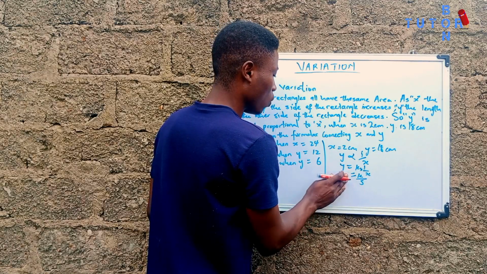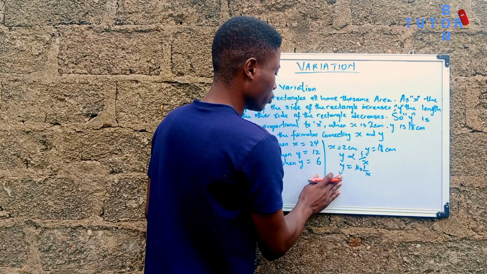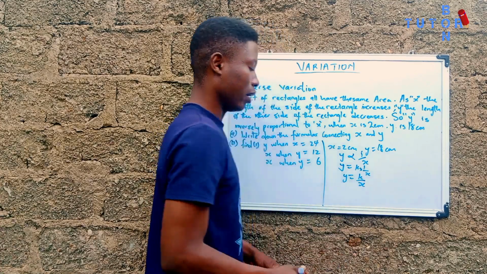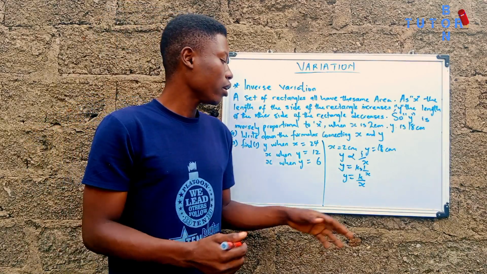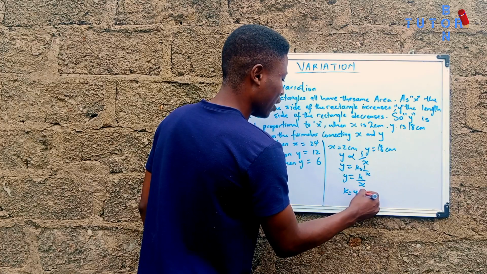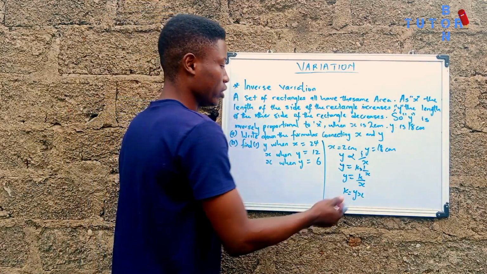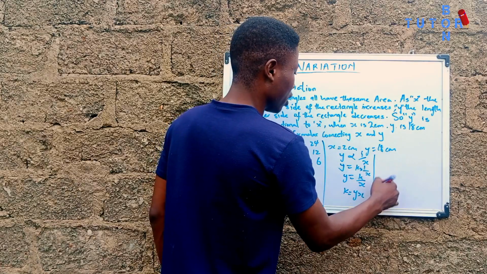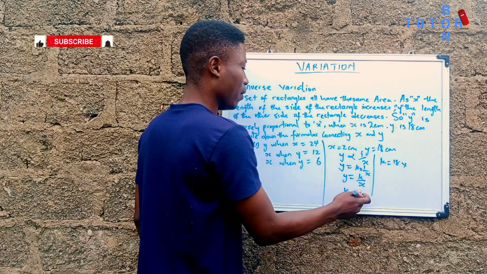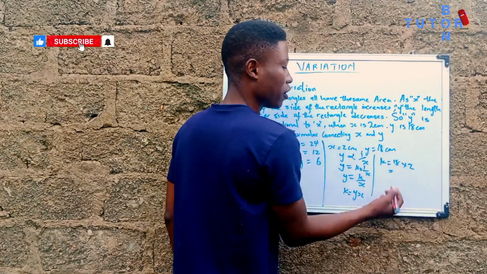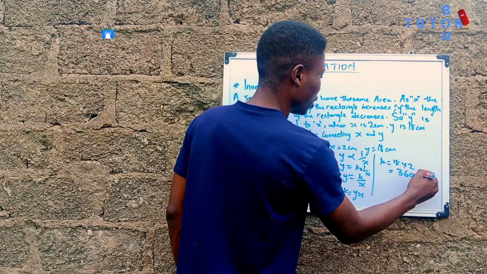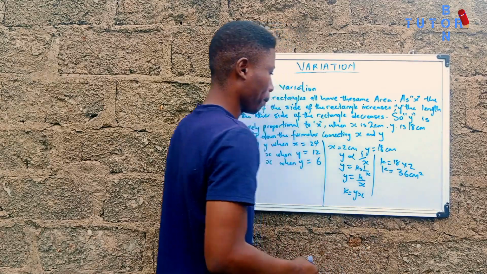That is, y equals k over x. So from this you can make k subject of the formula. So k is equal to yx. If k equals yx, then k is equal to y, which is 18, multiplied by x, which is 2, and that will give us what? 36 centimeter squared, which is our k.